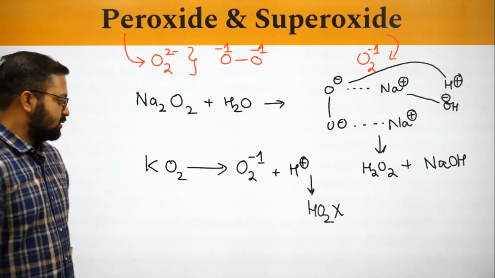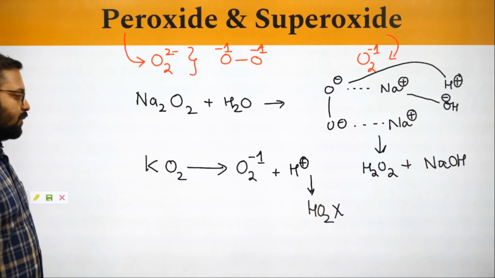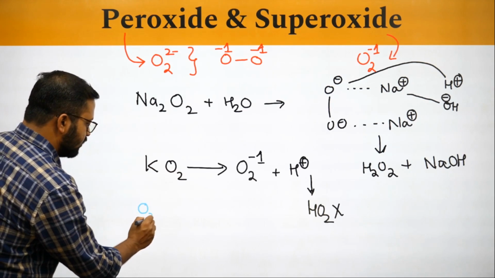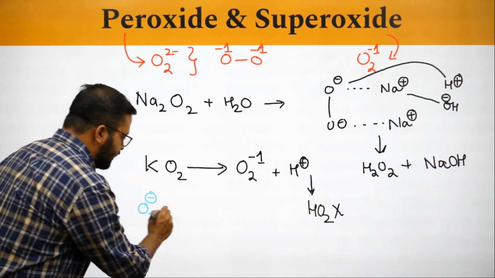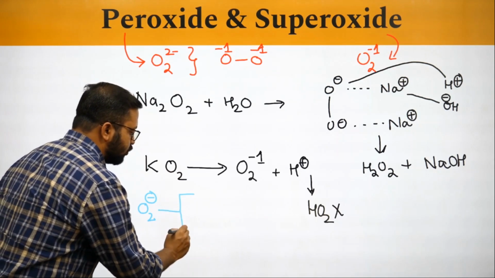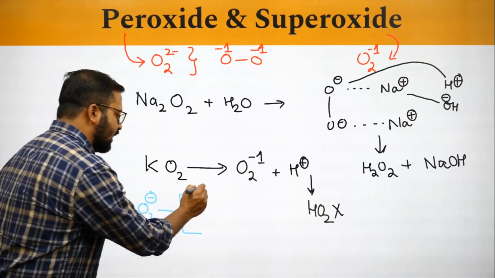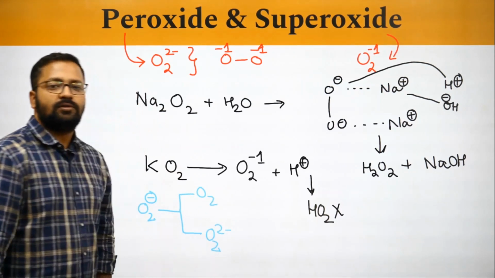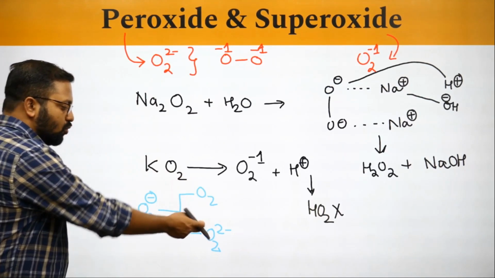So how do we know this? How do we identify what will be happening? The method is very simple. What we do is, we remember this fact that O2 minus 1 disproportionates. Disproportionates means simultaneous oxidation and reduction. बहुत easy है निकालना. O2 and O2 2 minus में break कर जाएगा. Okay, इसको हम यहाँ पे 2 लिख देते हैं. It will break into O2 and O2 2 minus.